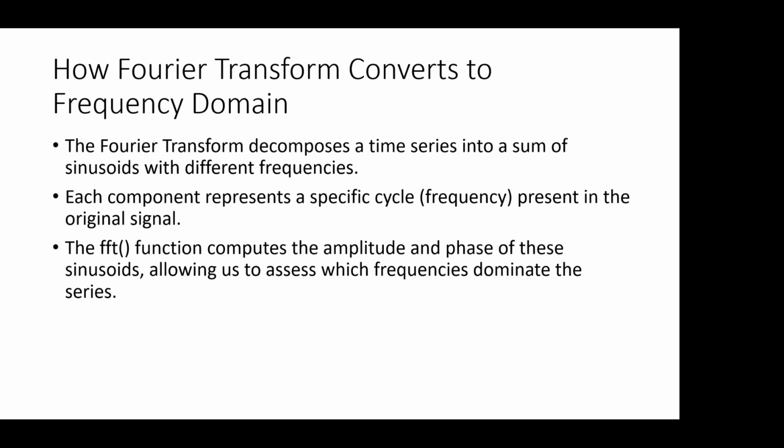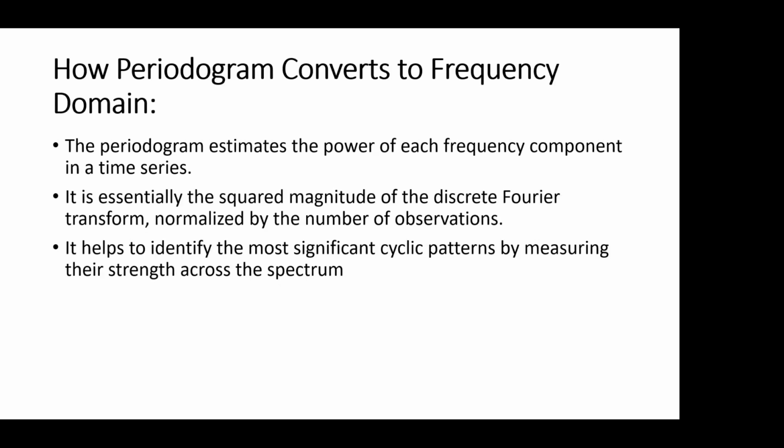And the long frequencies will be on the left side, medium frequencies will be in the middle, and the short frequencies will be on the right side. So each component represents a specific cycle, and you try to find out which are the dominant ones. The fast Fourier transform function computes the amplitude and the phase of the sinusoids, allowing us to assess which frequencies dominate the series.